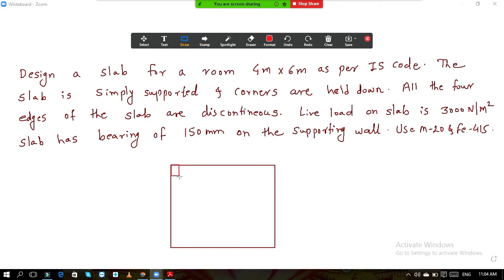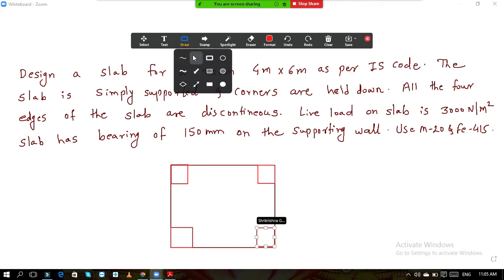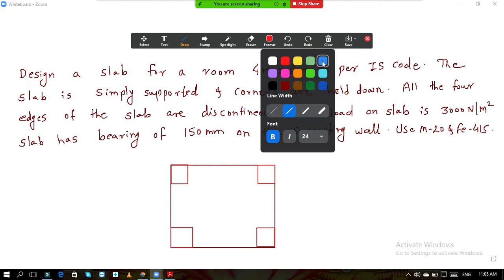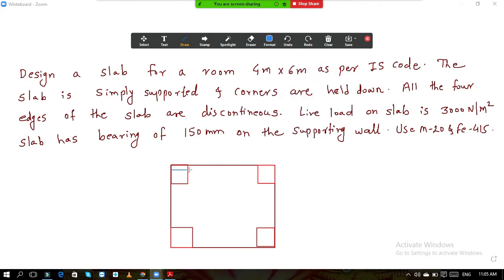Now if you see, this is one corner, up to a certain level the steel is provided. This is the second corner, third corner and fourth corner. So in these corners the steel bars are provided like this. This is the provision of the steel. This is also called torsional reinforcement.